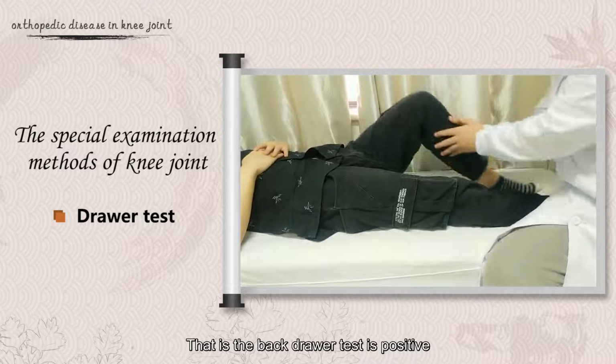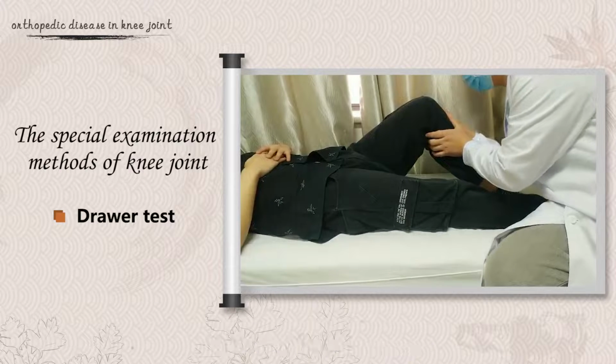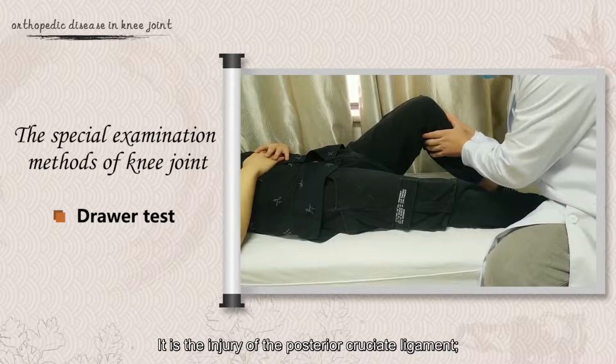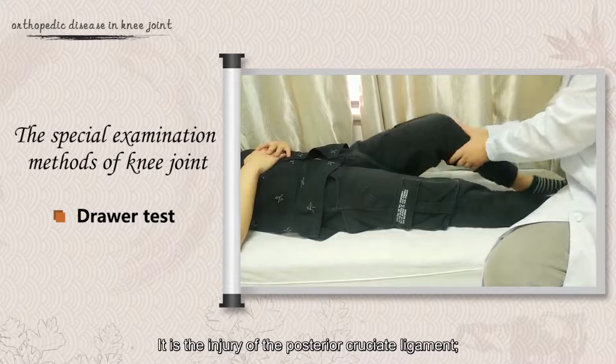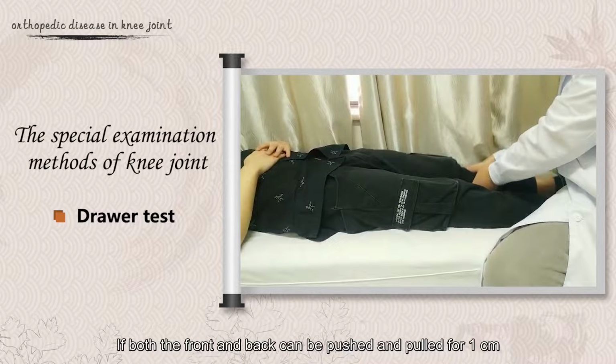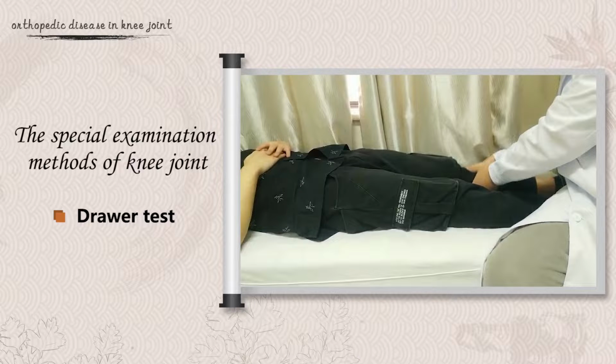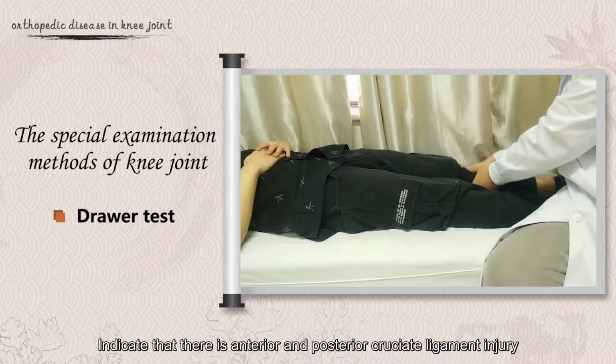If it can be pushed back about 1 centimeter, that is, the back drawer test is positive, it indicates injury of the posterior cruciate ligament. If both front and back can be pushed and pulled for 1 centimeter, the front and back drawer test is positive, indicating anterior and posterior cruciate ligament injury.